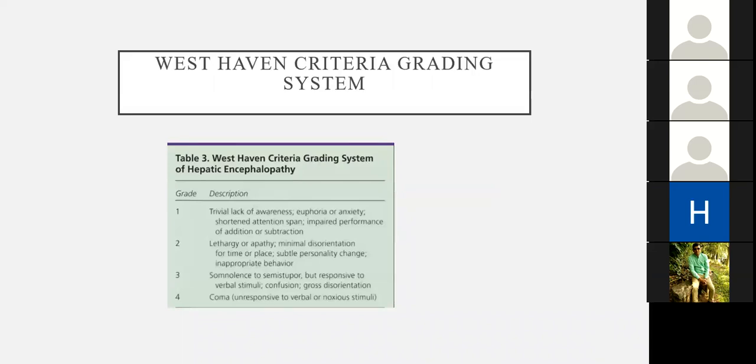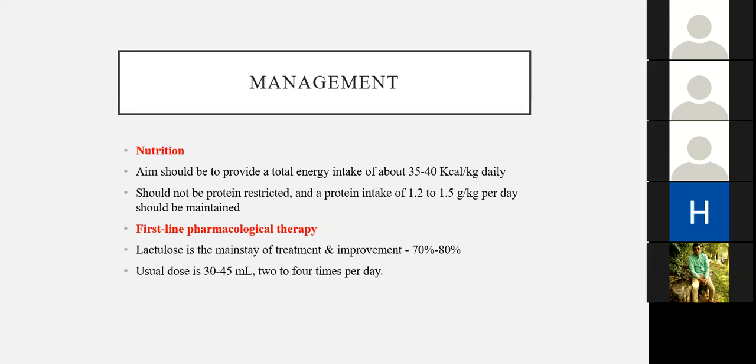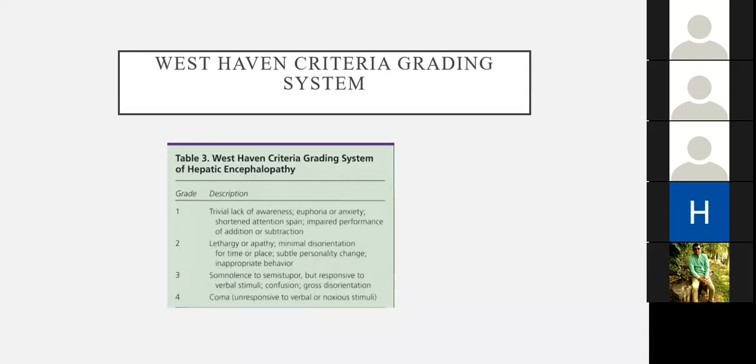The West Haven criteria for grading hepatic encephalopathy include four grades. Grade one is trivial lack of awareness and impaired performance, and grade two is lethargy and minimal disorientation for time and place. Grade three is somnolence, but responsive to verbal stimuli. And grade four is coma, that is unresponsive to verbal stimuli.